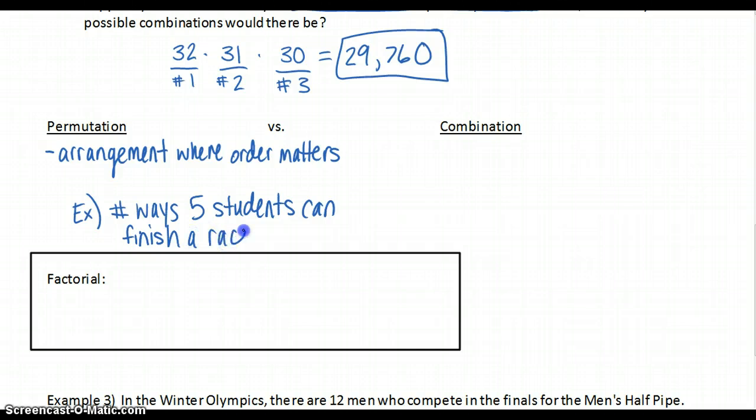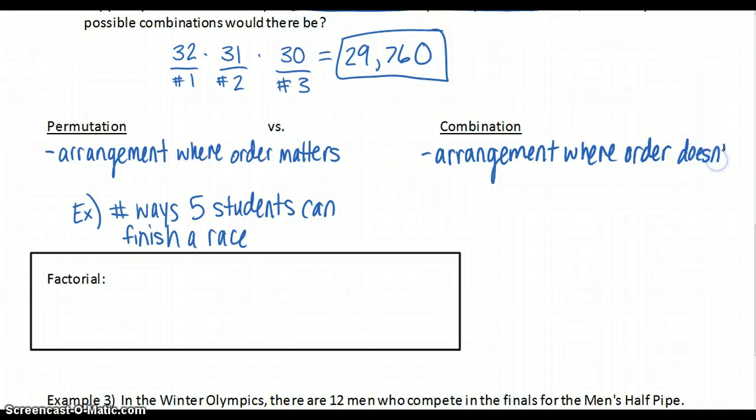Because it matters who comes in first, who comes in second, who comes in third, who comes in fourth, who comes in fifth, right? Those are all important. So order matters there. A combination, on the other side of things, is an arrangement where order doesn't matter. So an example of this could just be the number of ways to just pick 5 students from our class.